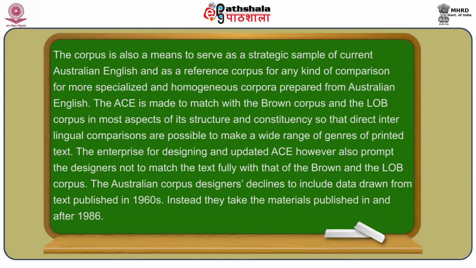While LOB and Brown wanted to be exactly a replica of each other, so they had well-defined time, genres and domains from where the text was to be collected. In the case of the Australian corpus, they more or less followed the domains from where the data should be collected. But the date was changed. They collected data published in and after 1986.